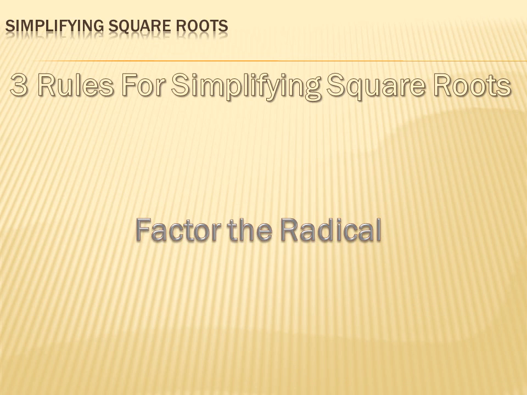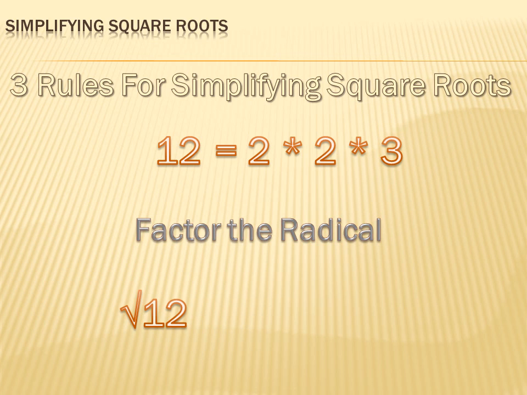Second rule, factor the radical. Do you know what I mean when I say factor? That means to break it down into multiples. If I had the number 12, I could break the number 12 down into 2 times 2 times 3. 2 times 2 times 3 equals 12. Now, if I had the square root of 12, I could factor that so it said the square root of 2 times 2 times 3. And we'll see later how that will be helpful.